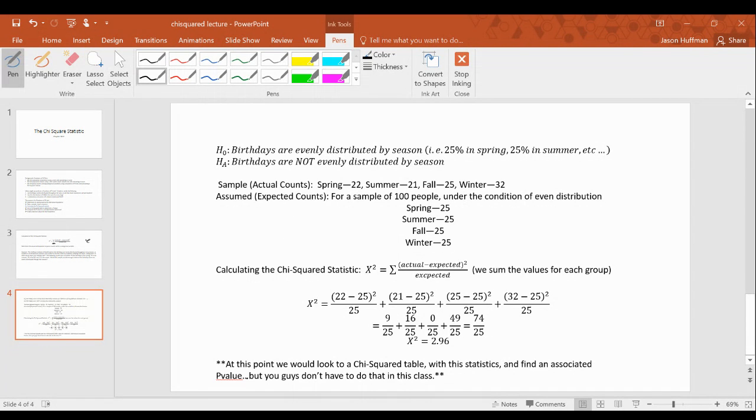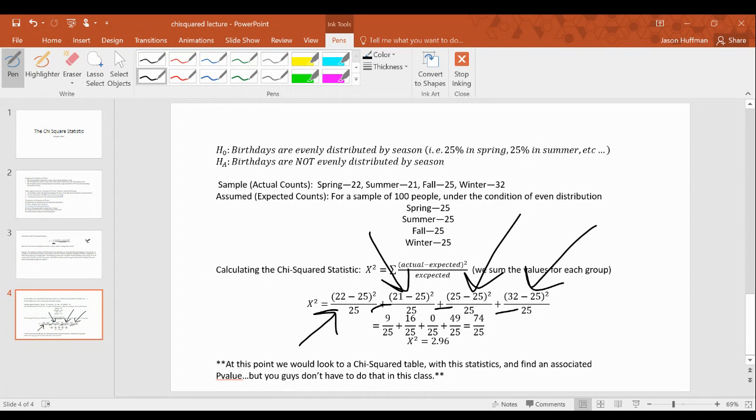Now we calculate the chi-squared statistic. We look at each individual group. In this part, we have the group of spring birthdays. We have summer birthdays, and this would be the calculation for the summer birthday group. This would be the calculation for the fall birthday group. Remember, it is actual count minus expected count, squared, divided by the expected count. And then this would be the calculation for winter birthdays. Then we add all of those together, hence the summation in our formula. When we do that, we get a chi-squared statistic of 2.96.